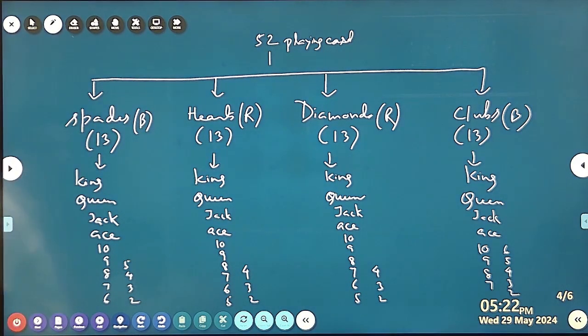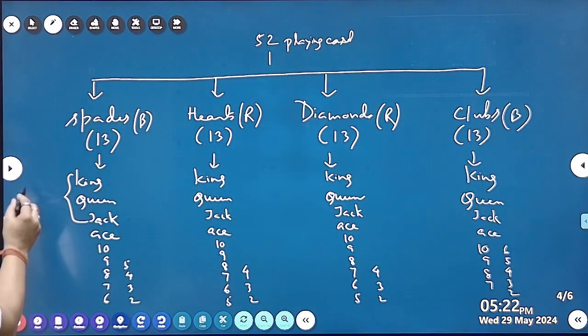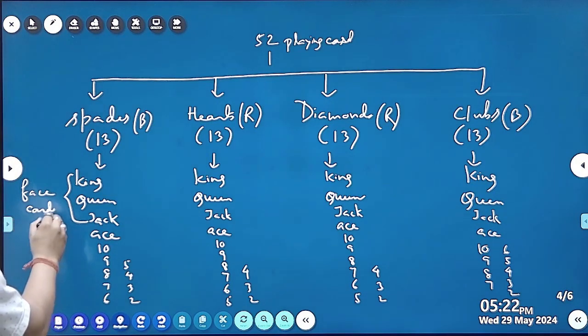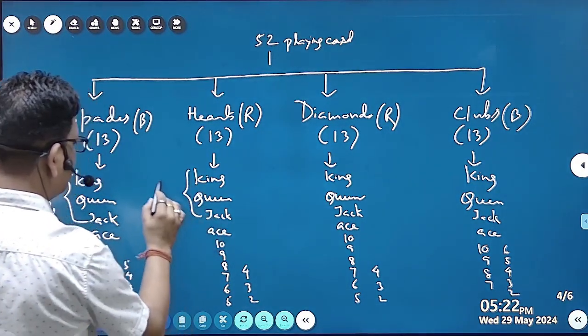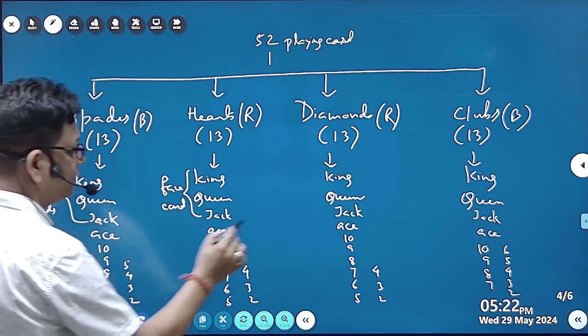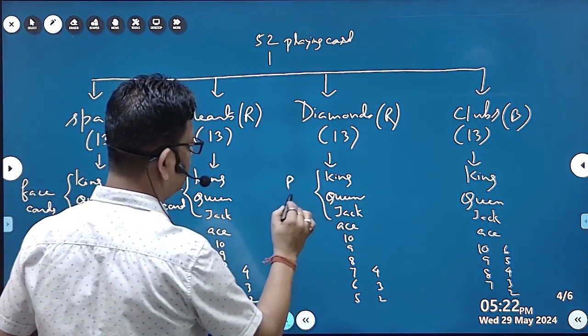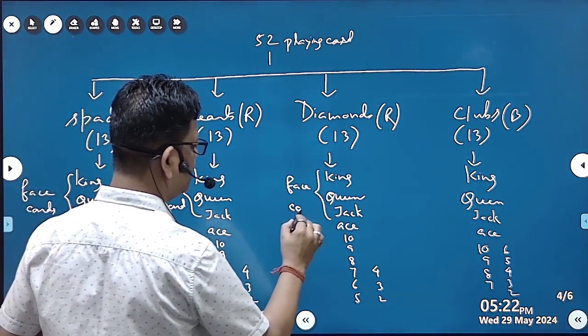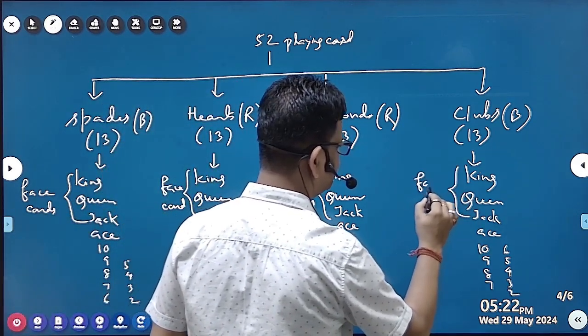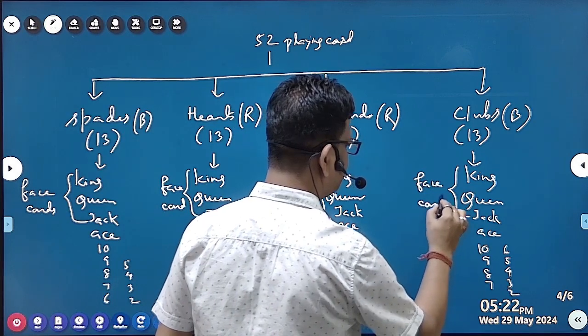Now here the divisions are these only. King, queen, these all are same. Out of all these 13 cards, the king, queen, jack faces are drawn, so they are called face cards. Once this distribution is ready with you, you can do any question of cards. This is the reason why I am drawing this entire chart, because by rote learning you will not get any answer.